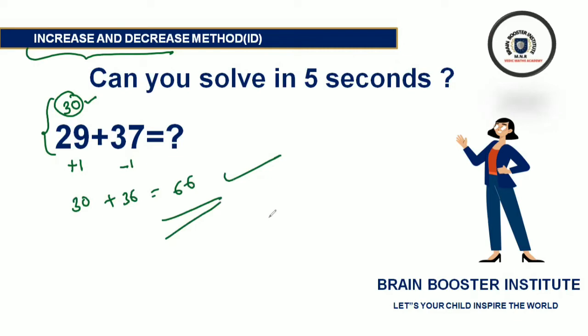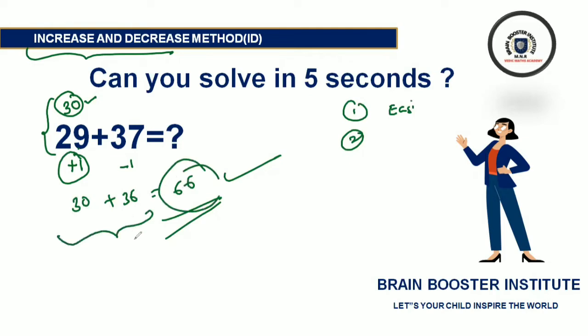That's very simple. Let me repeat step one. First we need to identify which one of the numbers is very close to an easier number. The second thing is to take the difference between the easier number and the closer number, and then subtract the same amount from the other number. Then we get 30 plus 36, which is 66.